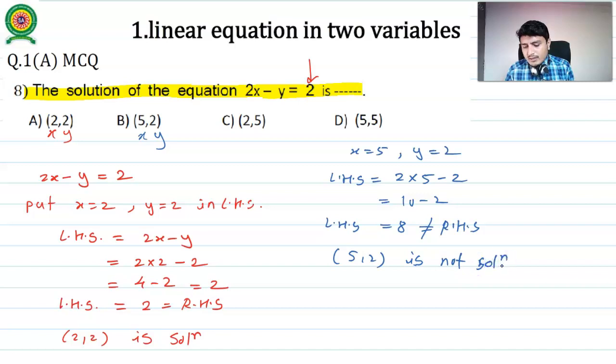Now let's check the next option, whether it satisfies the given equation or not. We have choice C. In it, x is 2 and y is 5.